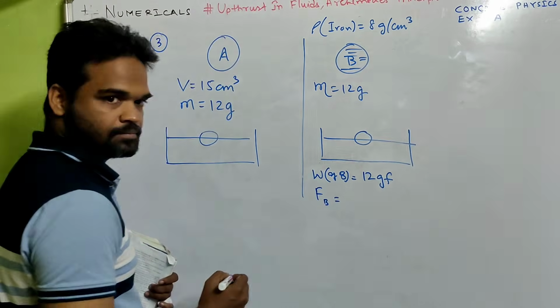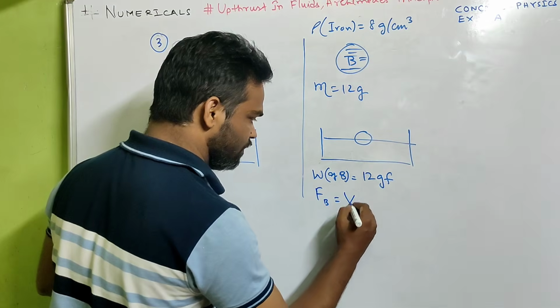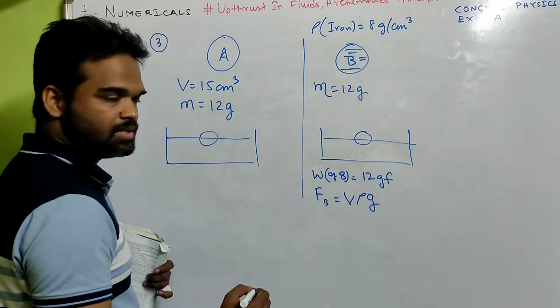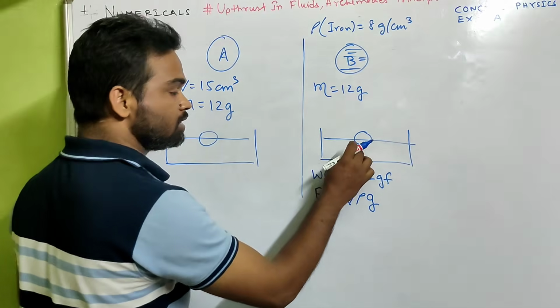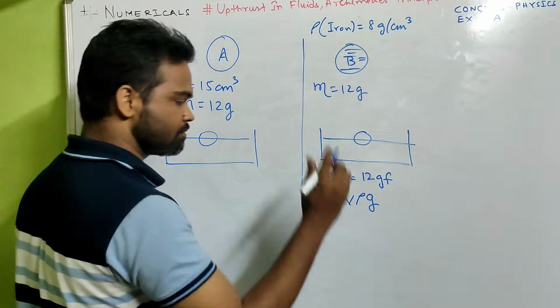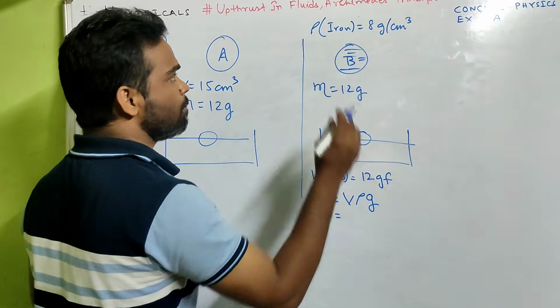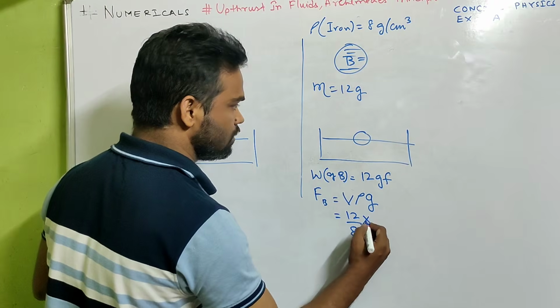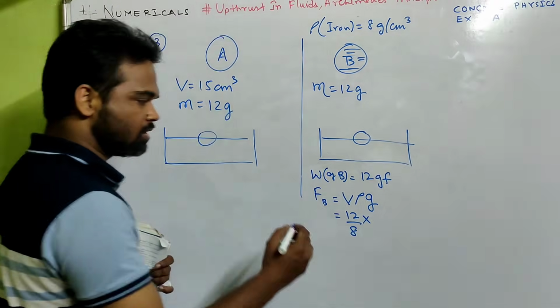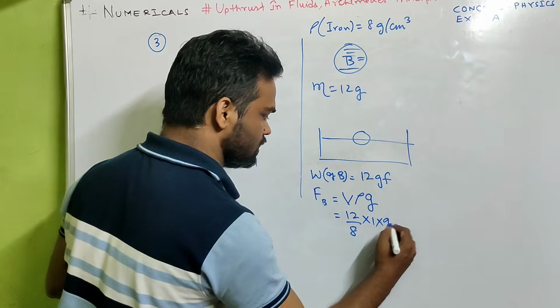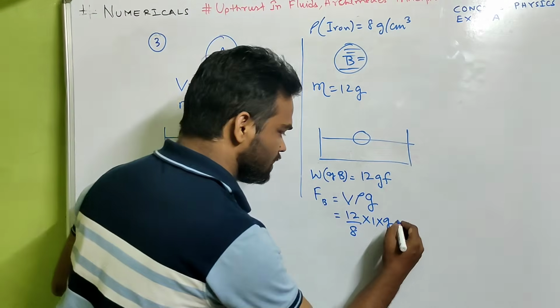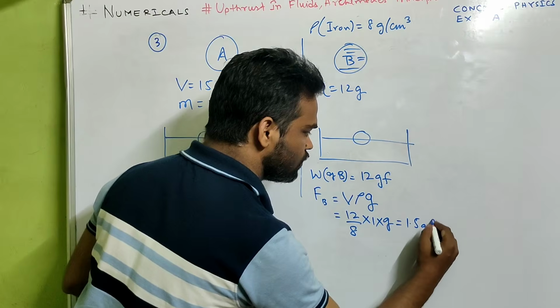Now, upthrust, FB. Upthrust is V rho g, isn't it? Now, volume of this body is, volume is what? Mass by density. So, mass is 12, density is 8. Rho of water is 1 into g, because I'll give this in gram force. So, that's 1.5 gram force.